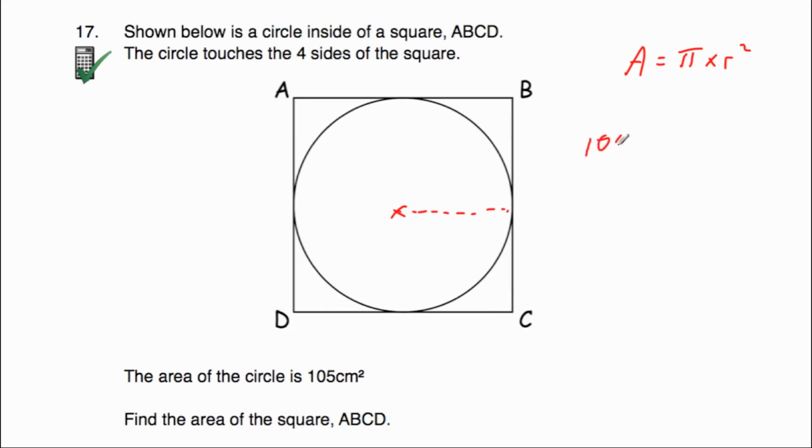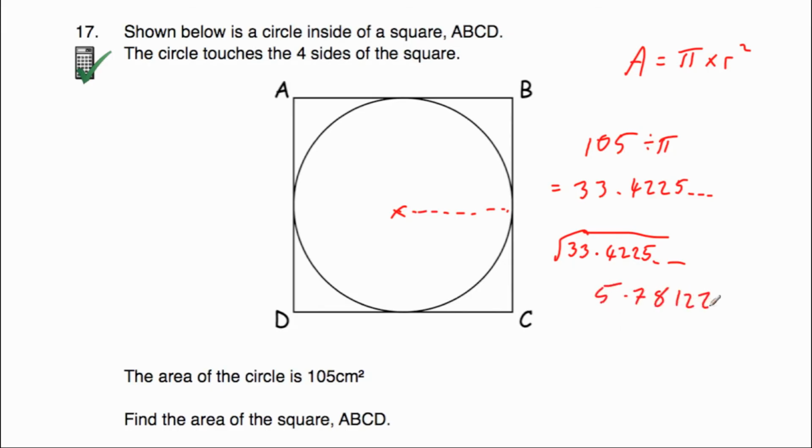So let's take our 105 and divide it by pi, and that is equal to 33.4225 and so on. Now to work backwards, we square root. The square root of 33.4225 and so on gives us the size of the radius, which is 5.78122885. So the radius of the circle is 5.781 and so on. It's quite important we don't round this yet, because we're going to double it and do more things with it.